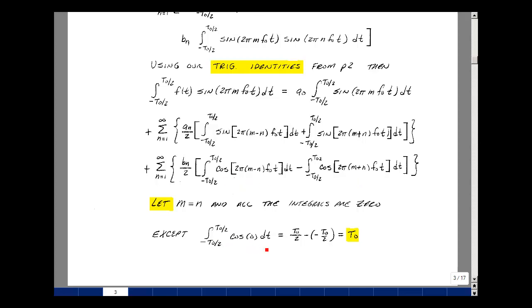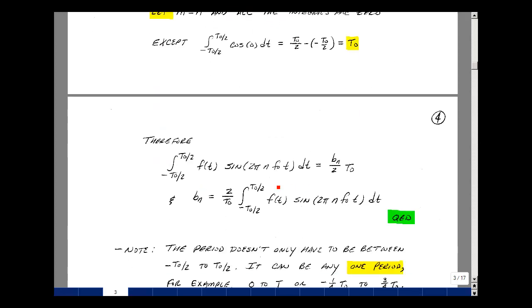Then the integral of 1 dt is just equal to t, upper limit minus the lower limit, so twice t0 over 2, so we just get t0. Then we can put our results together. And we have the left-hand side of the equation, and then equal to bn over 2, then times t0. And then we can solve for b sub n. Bring the 2 over here and divide by the t0, and that's our definition of b sub n. That proves our theorem, deriving the value of a0, a sub n, and b sub n.